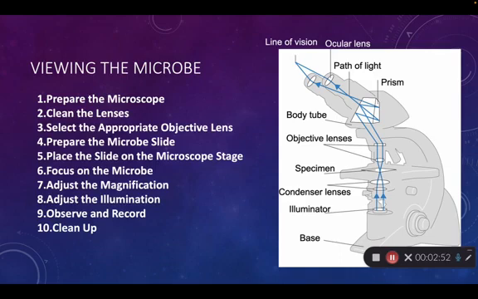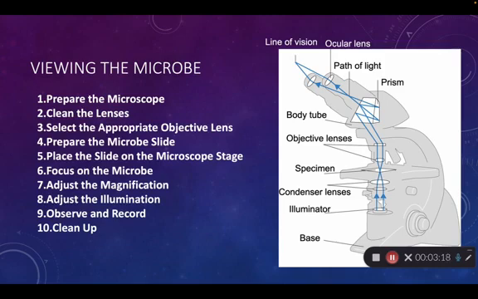Then we place the slide on the microscope stage. Carefully position the prepared slide on the stage of the microscope. Secure it in place with the stage clips. Then we focus on the microbe. Look through the eyepiece and use the coarse adjustment knob to move the objective lens closer to the slide. Bring the microbe into your field of view. Once the microbe is roughly in focus, use the fine adjustment knob to sharpen the image.